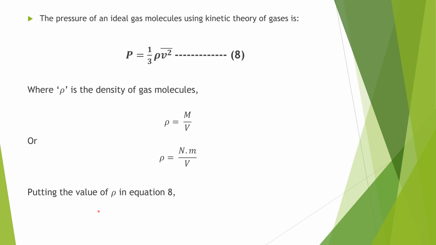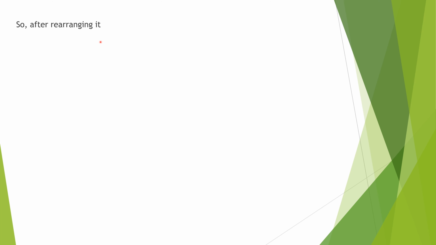Now what I do, I just put the value of rho in equation number 8. Equation number 8 will become P equals 1 upon 3 into capital N into small m, divided by capital V, into small v square bar. So after rearranging the previous equation, we get PV is equal to 1 upon 3 capital N into m into v square bar. I mark it as equation number 9.